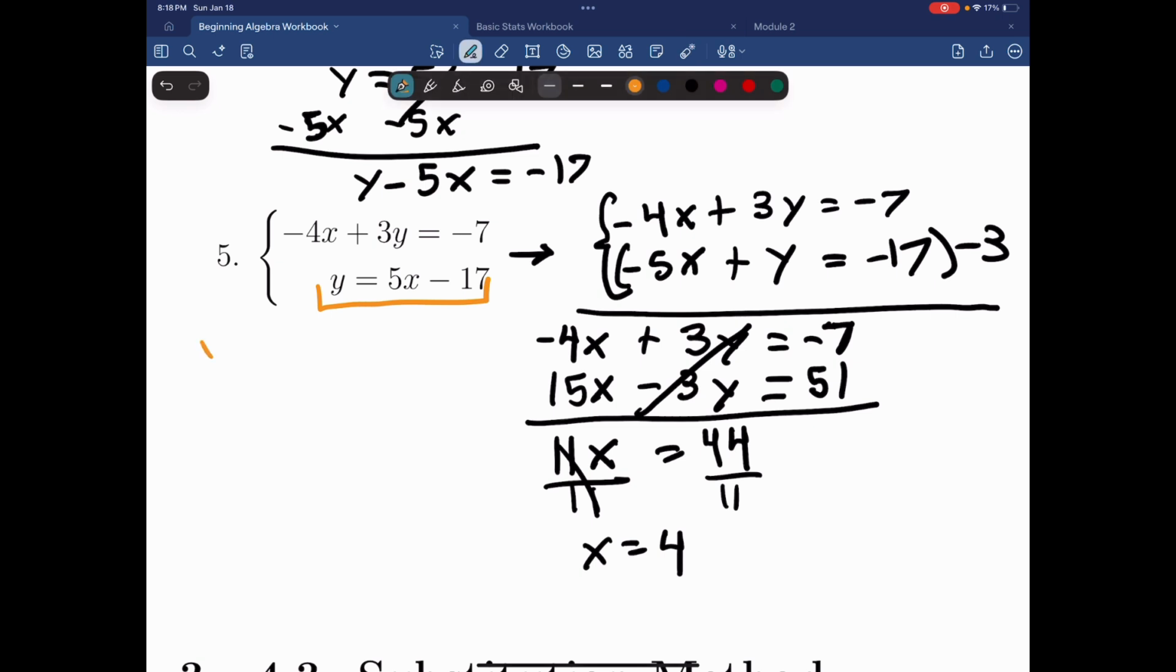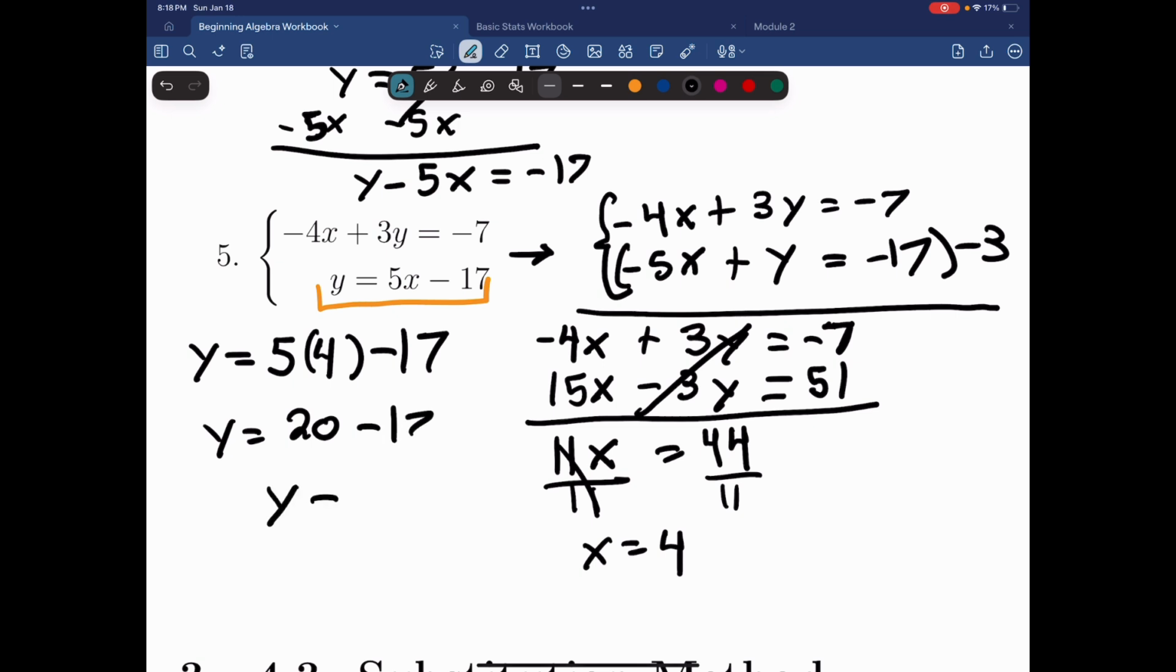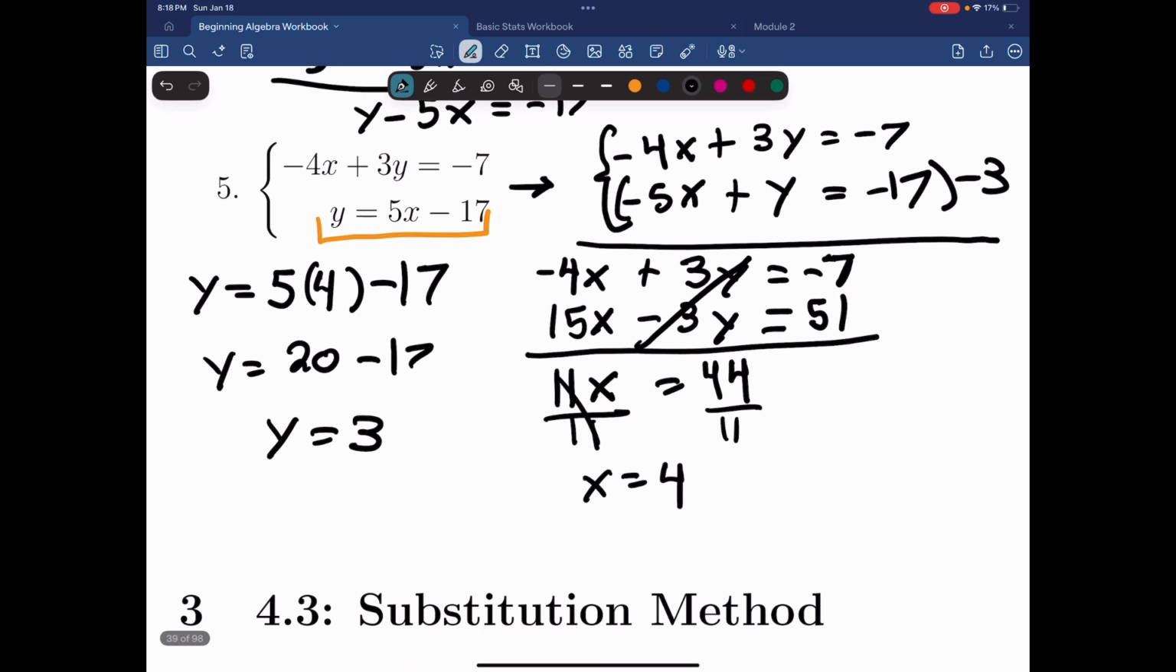So we're going to get y equals 5 times x, which is 4, minus 17. So y equals 5 times 4 is 20, minus 17, y equals 3. So our solution to this system is 4, 3. And that's your answer.